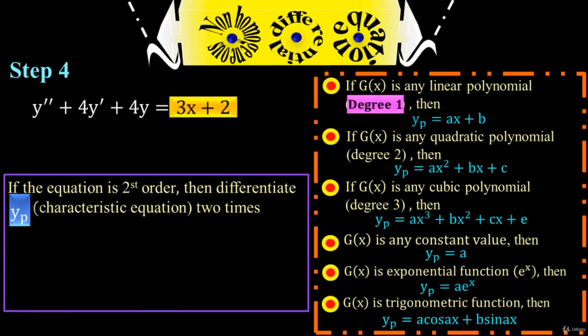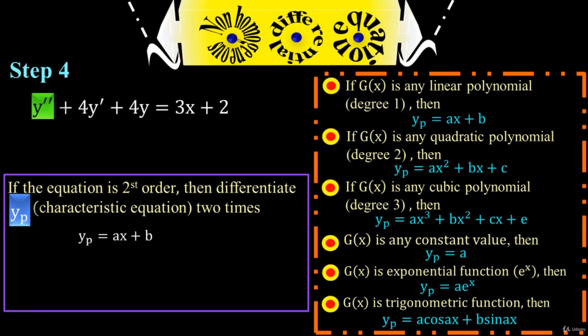It's a linear polynomial function with degree 1 power. So therefore I will pick this equation y sub p equals ax plus b. Now I will check the left side of the equation. The maximum derivative term here is the second derivative term. And therefore I need to differentiate the characteristic equation y sub p equals ax plus b 2 times. Differentiate y sub p to have y sub p prime equals a. And now differentiate y sub p prime to have y sub p double prime equals 0.